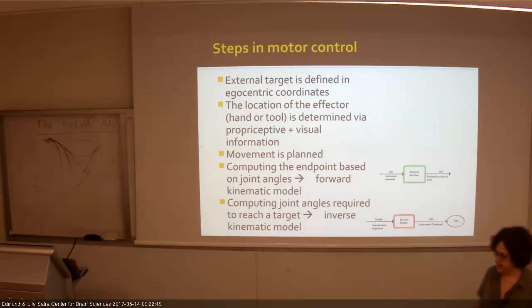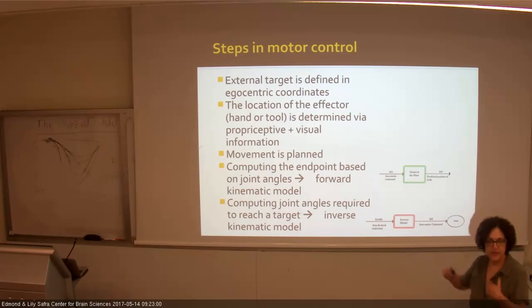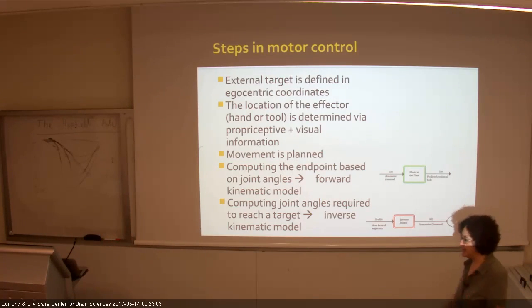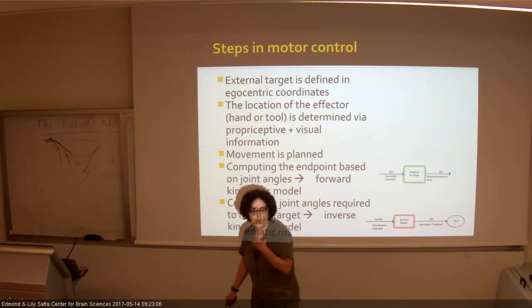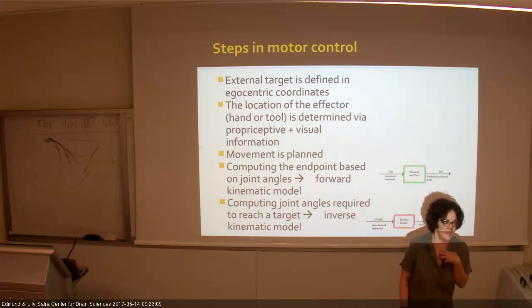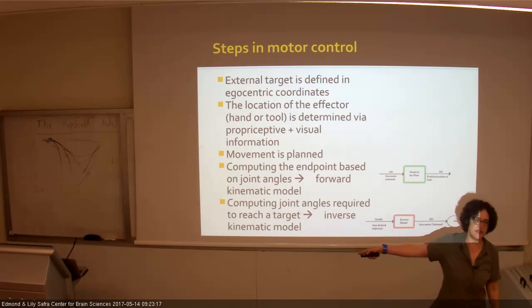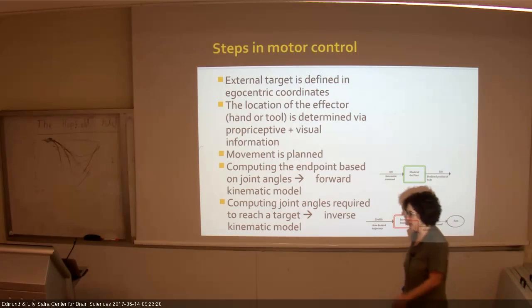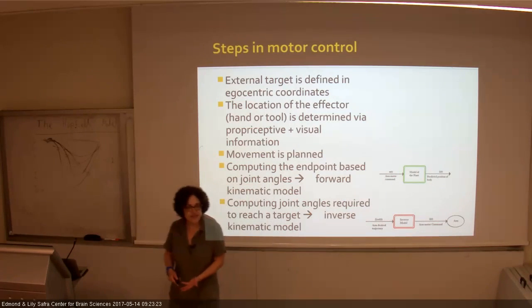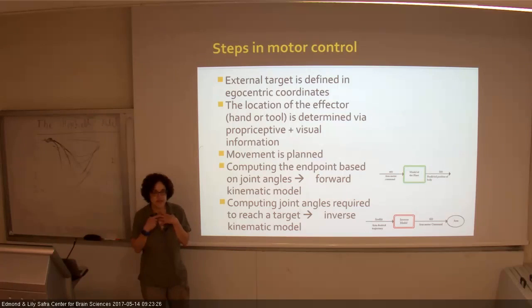So we have an external target, this cup of water. First of all, the target is in the world, right? But we need to define it. We need to translate these externally defined targets into internally defined targets, because the visual system works in world coordinates. It defines targets in what we call world coordinates: the target is on my right, or wherever the target is. Now I need to actually define it in coordinates that are centered on my body.